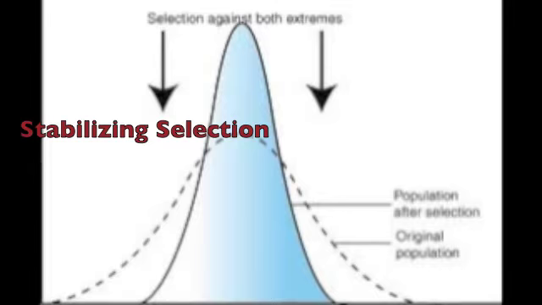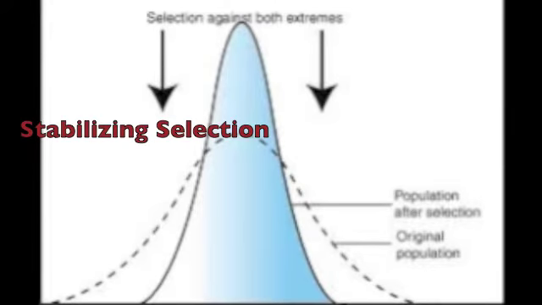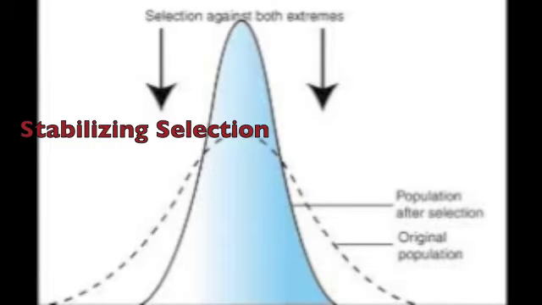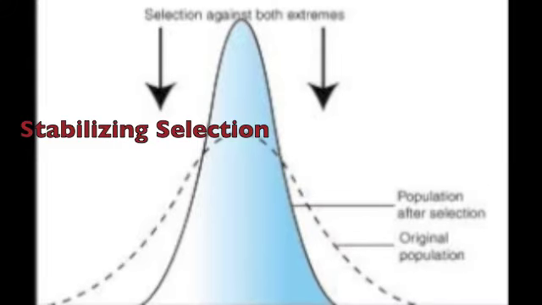Stabilizing selection occurs when selection favors the intermediate trait value over the extreme values. This graph could represent a species of bird that has both long and short beaks, but due to environmental change begins to thrive with an average-sized beak.